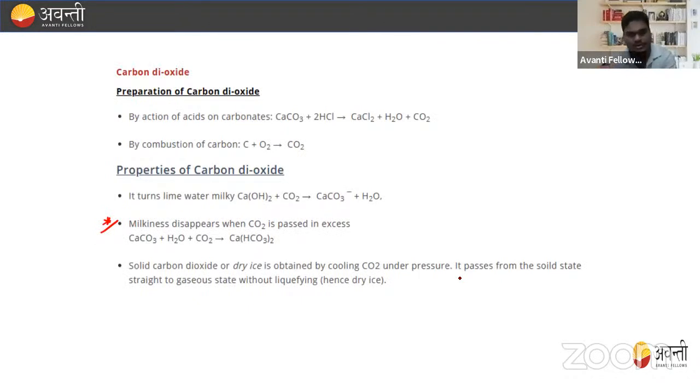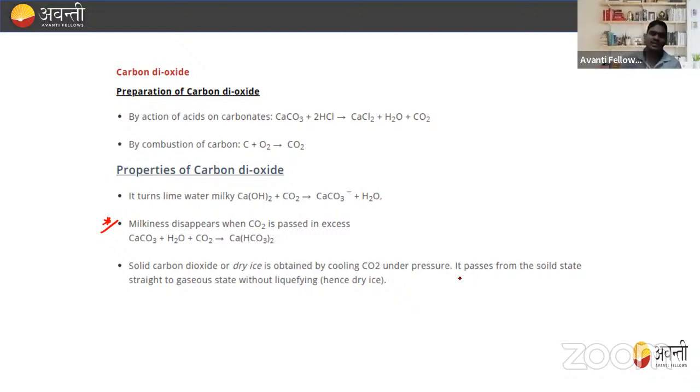Next we studied carbon dioxide. So what is carbon dioxide? How will you prepare carbon dioxide? By the action of acid on carbonates. Whenever calcium carbonate or magnesium carbonate is treated with HCl, it will produce CO2. By the combustion of carbon in an excess supply of oxygen, you will also get CO2.